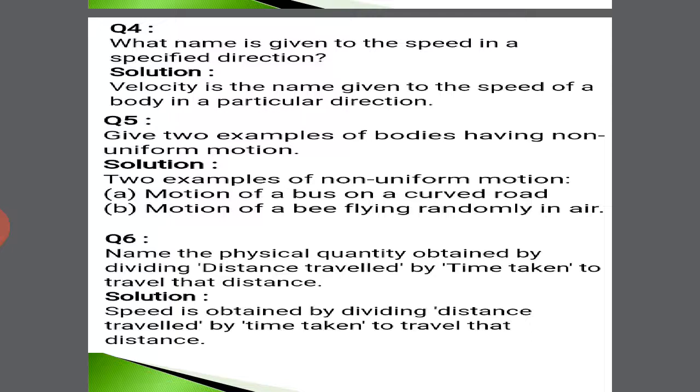Question number 5, give two examples of bodies having non-uniform motion. Two examples are motion of a bus on a curved road, and motion of a bee flying randomly in the air.